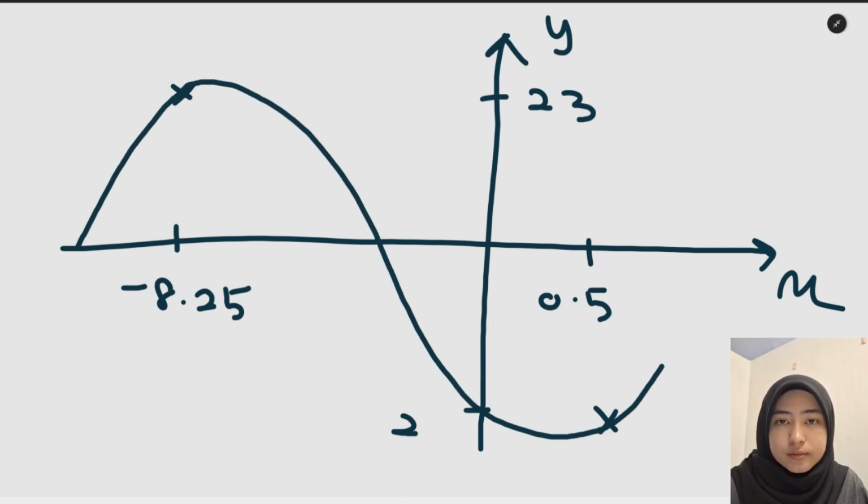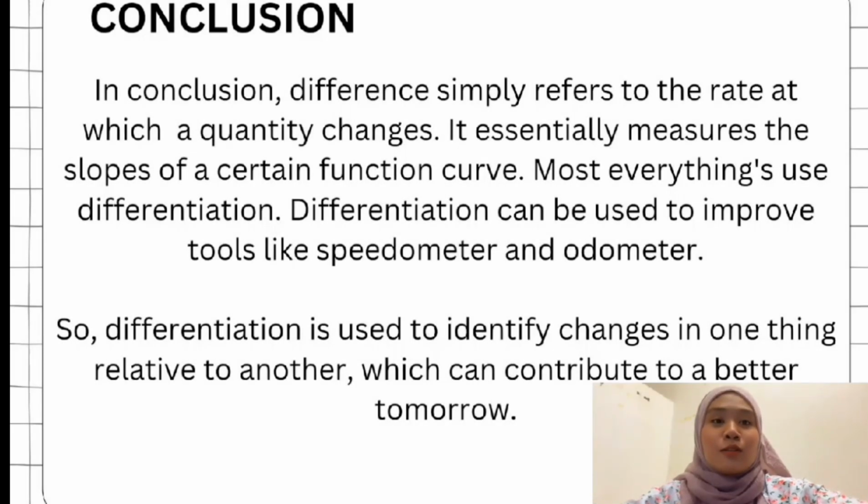In conclusion, differentiation simply refers to the rate at which a quantity changes. It exactly measures the slope of a certain function's curve. Most everything uses differentiation. Differentiation can be used to improve tools like speedometers and odometers. So, differentiation is used to identify change in one thing relative to another, which can contribute to a better tomorrow.